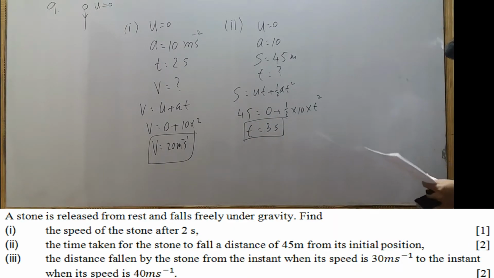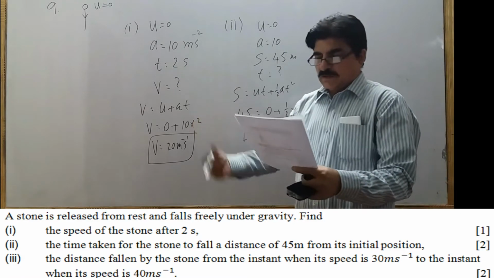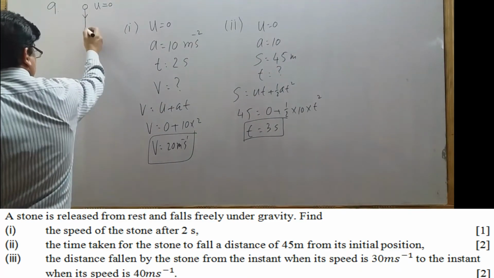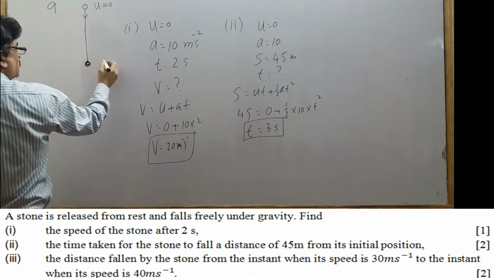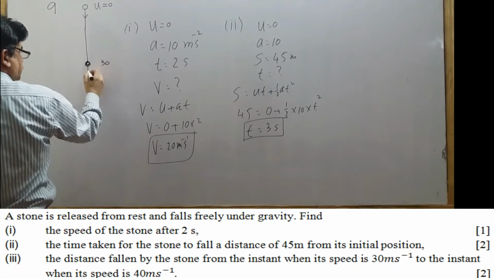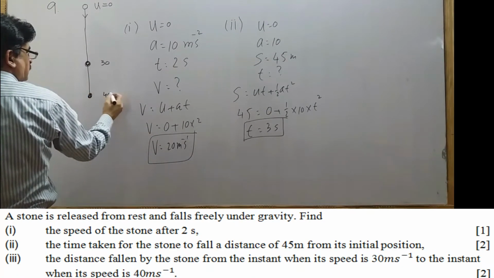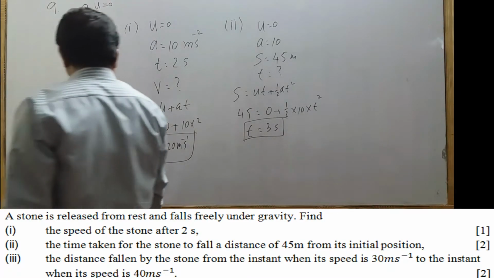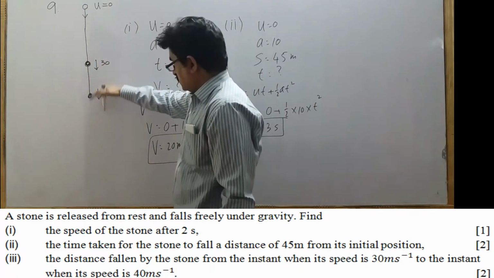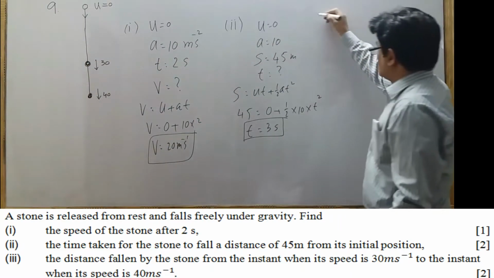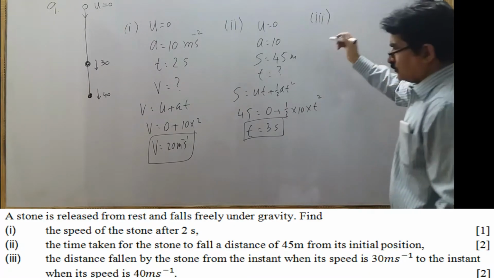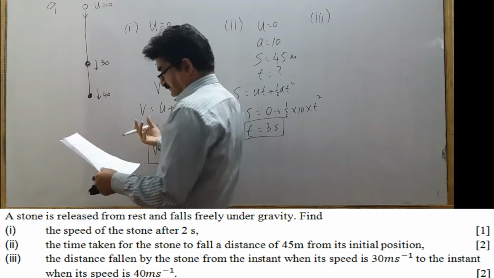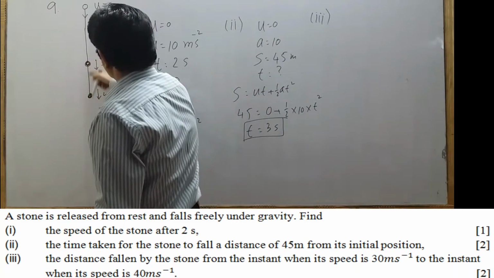Then we have the third part. Find the distance fallen by the stone from the instant when its speed is 30 to the instant its speed is 40. So when it is coming down, at some point it will be moving with 30, and at some point it will be moving with 40 meter per second downwards. Now we are considering these two positions. For the third part, we want to find this distance fallen.